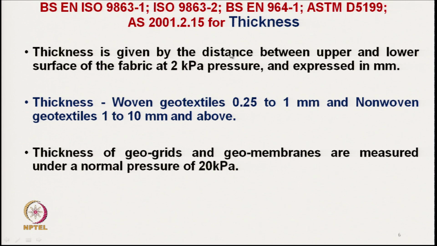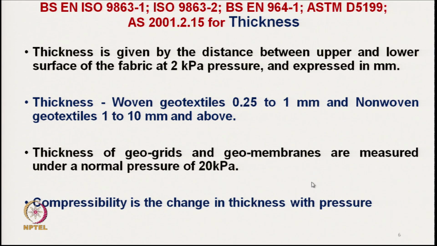When we measure the thickness of geogrid or geomembrane, we keep a higher pressure, that is 20 kPa, which is the standard. Geotextiles, as I have mentioned, are compressible. So, we must measure at a certain pressure, that is 2 kPa. For compressible geotextile, we measure the thickness at 2 kPa pressure.